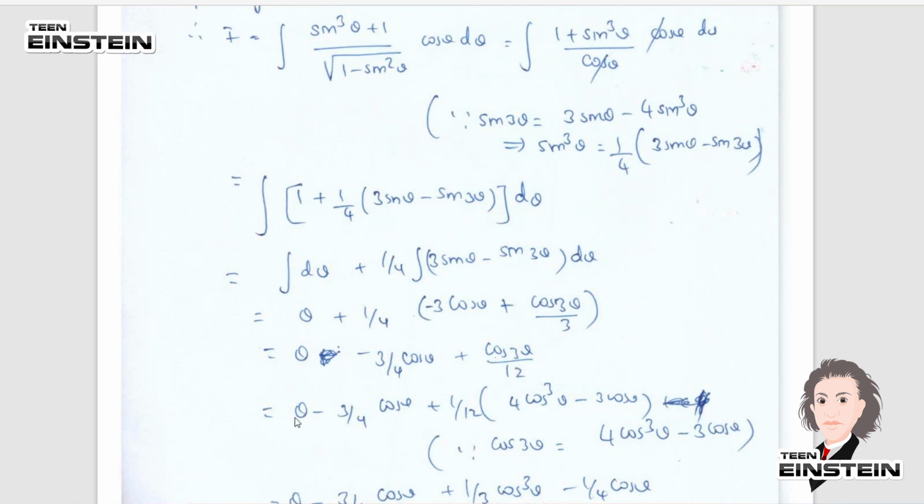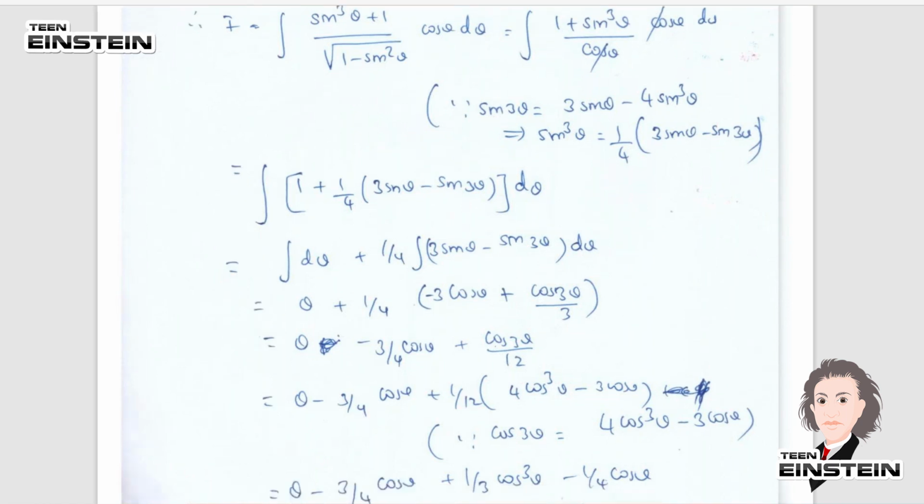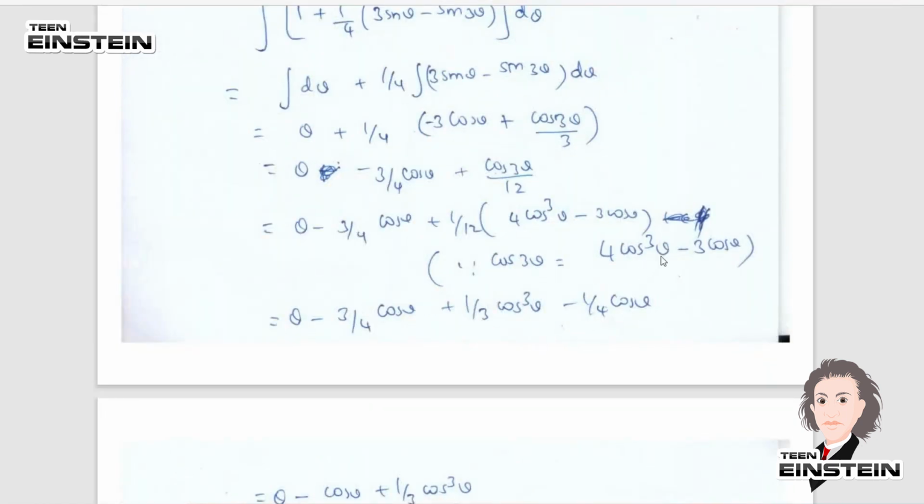Now write the formula for cos 3 theta. Here we have written the formula for sin 3 theta in order to evaluate this integral. Here I am writing the formula for cos 3 theta. Why am I writing the formula for cos 3 theta? What is the formula for cos 3 theta? It is 4 cos cube theta minus 3 cos theta. Because I have to change theta in terms of x again. That's why I have written the formula for cos 3 theta here.